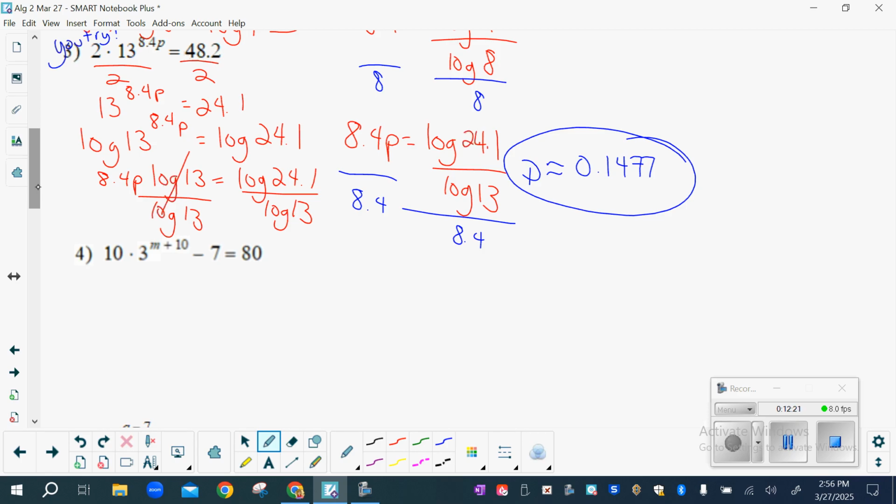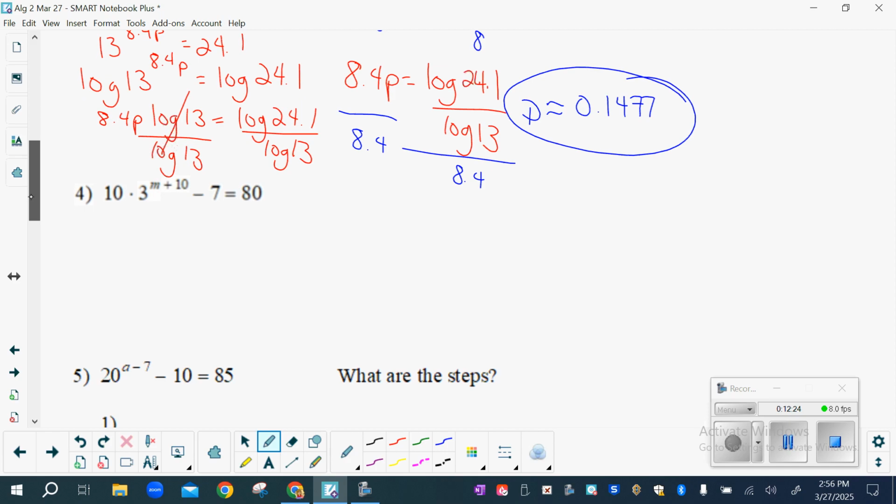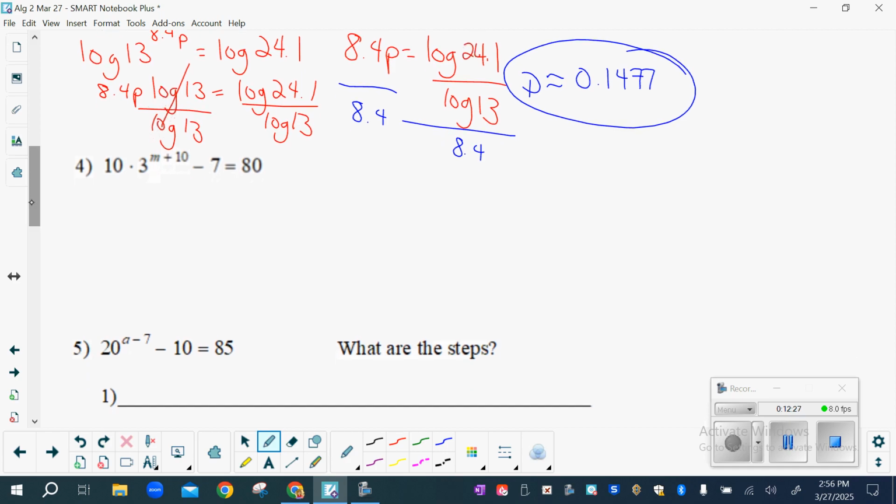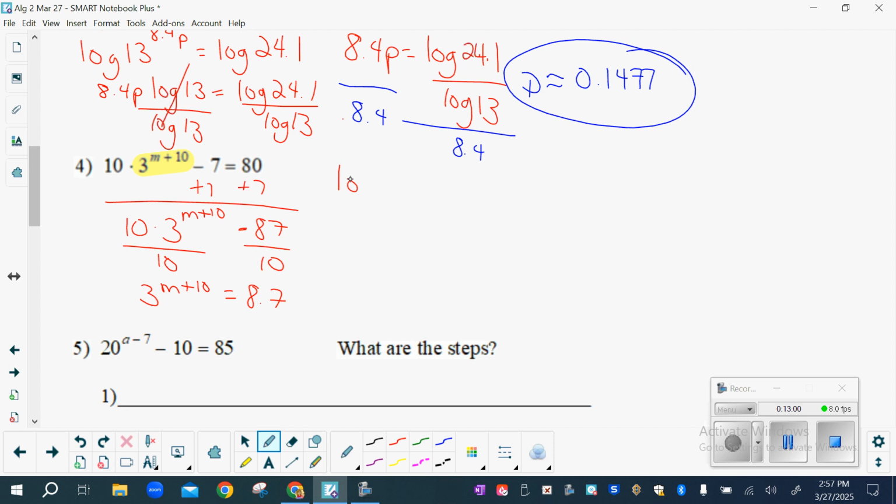Okay, so number 4. What's my first step on number 4? Good, you got that. Plus 7, plus 7. I'm going to go back to the red. So we have 10 times 3 to the m plus 10 equals 87. Yeah, you divided by 10. Good. So we want to get this by itself, so we want to divide by 10. So we get 3 to the m plus 10 equals 8.7. So now we're going to take the log of both sides. We should do m plus 10.